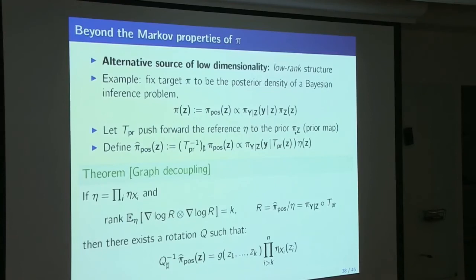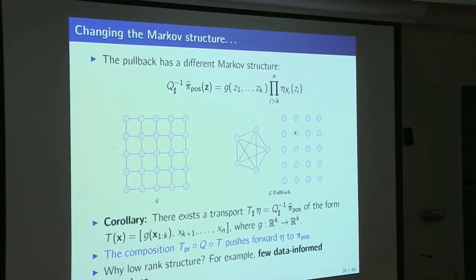So effectively what that's saying is I can find a rotation that takes maybe a prior that has a grid graph, a Markov random field, and I pull it back and create a new distribution that has a bunch of independent standard Gaussians and then some fully connected component. But then I know that I can essentially finish sampling the problem by constructing another transport that departs from the identity only in k dimensions. And why might this work?